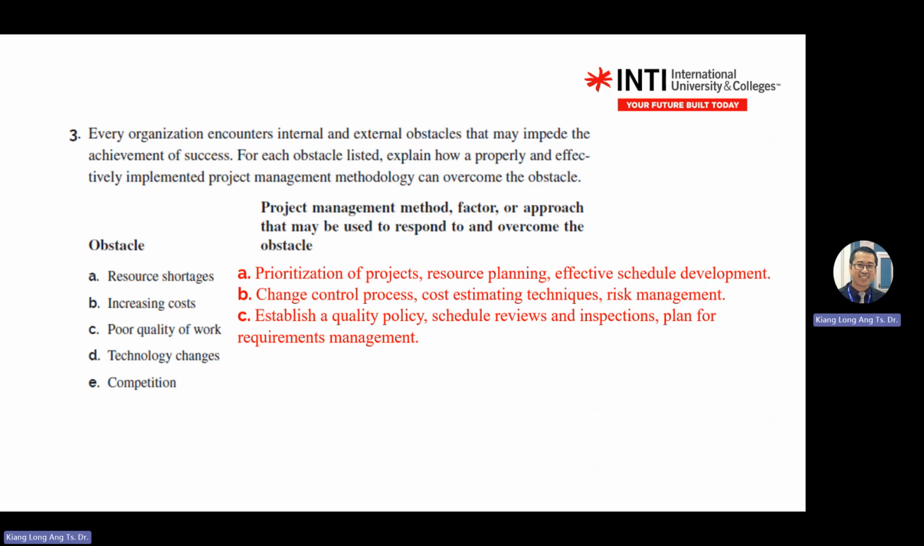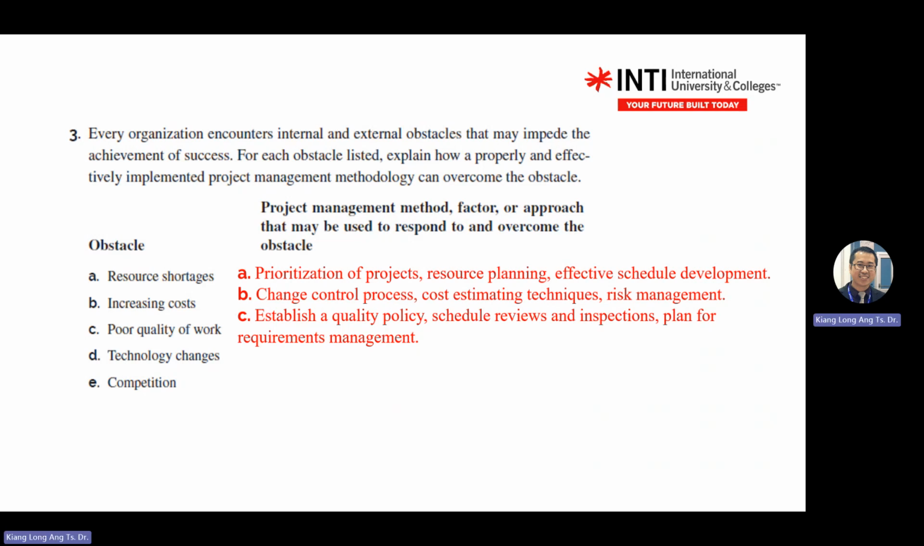Plan for requirement management. Requirement management means there's a checklist. You need to check before you deliver to the customer. There's a checklist there, in the packaging, before you go. The quality inspector must go through and thoroughly tick the table there. Okay, so these are the things. The requirement, this one.